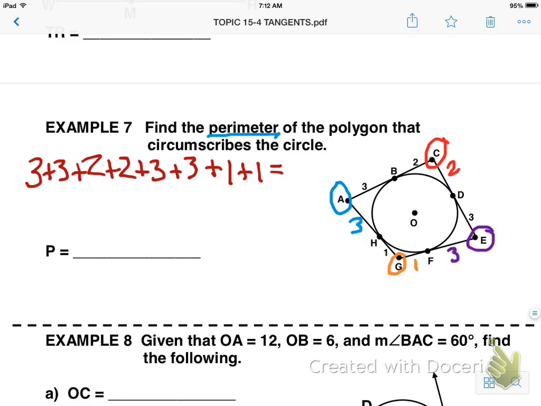So if I add all those numbers up in my head or on the calculator, I'm getting 6, 8, 10, 13, 16, 17, I'm getting 18 units for the perimeter. Hopefully you did too, and this example was super easy for you to understand. But if not, please again write questions on the example and I'll answer them as soon as I can.